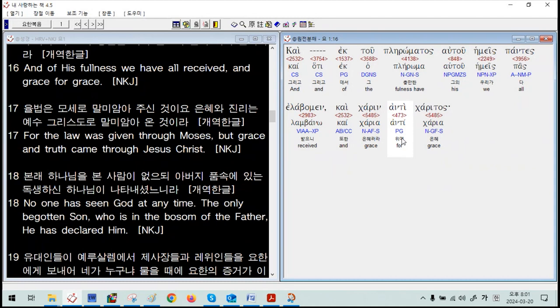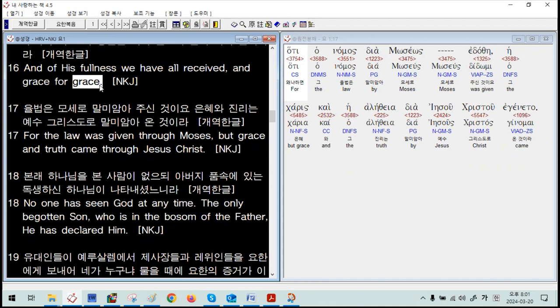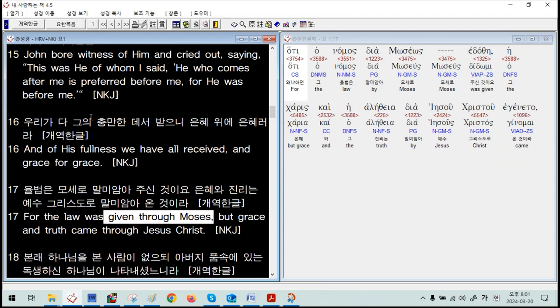Then no one has discerned clearly God at any time, one day through the fifth day, because you only receive the grace. Not grace for grace, but instead of grace. Then this grace is what? Given through Moses, right? And then given by John the Baptizer.